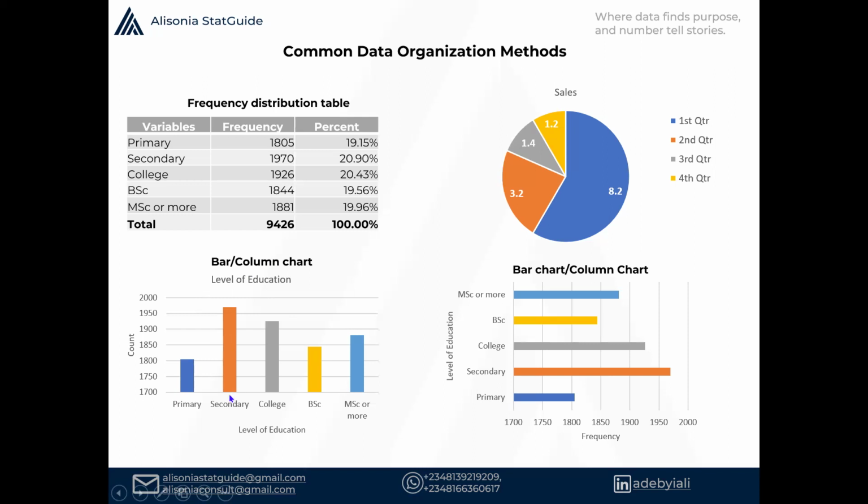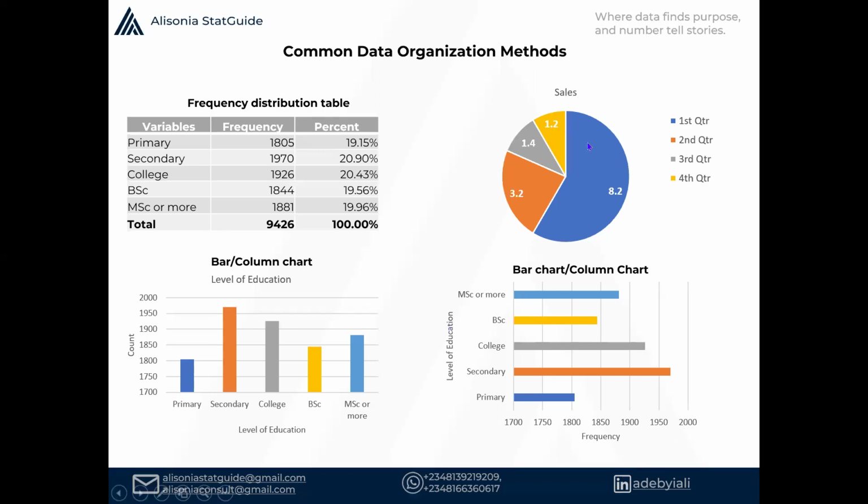It's just a chart of the variable you are trying to organize, the categories of the variable and their frequency or count. The bars must have the same size. If you look at them, they have the same size. This is another one, also a bar chart or column chart, but this one is vertical and this one is horizontal. They are still talking about the same thing.